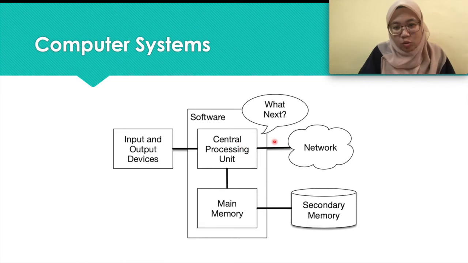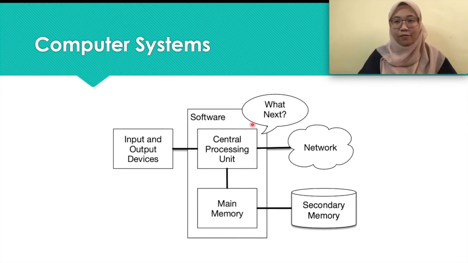So that's why there's also a link between the central processing unit and a network. Meaning to say, if there is a network, then the central processing unit can also access information on the cloud, provided that we have a network. Okay, so I hope by now you will be able to understand what a computer consists of.